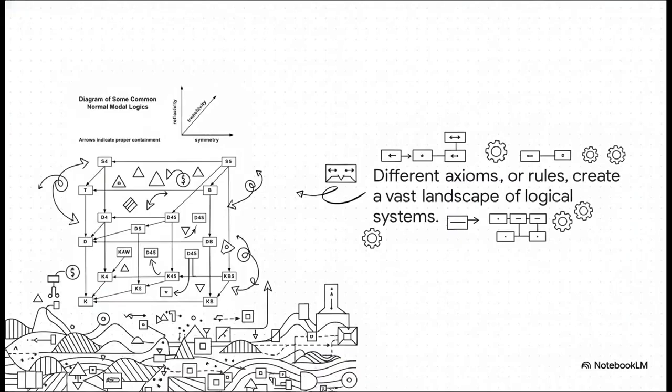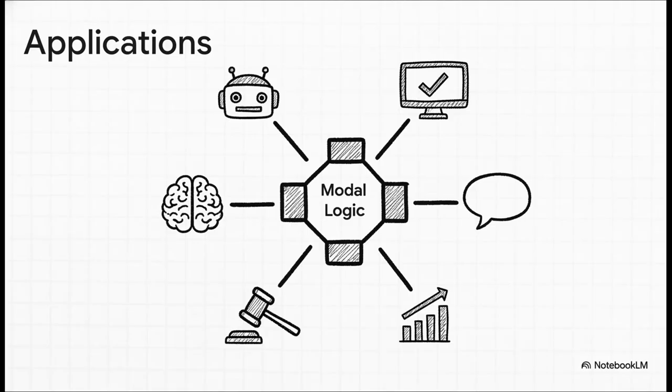Whoa. Okay, don't worry about trying to read every single box and arrow on this thing. The point is the big picture. This is a map of a huge, interconnected landscape of logical systems. Each different system is just built by tweaking the rules a little bit. By adding or removing simple rules, logicians can literally design the perfect logical tool to model any specific kind of reasoning they need. And these tools are used for really critical stuff.